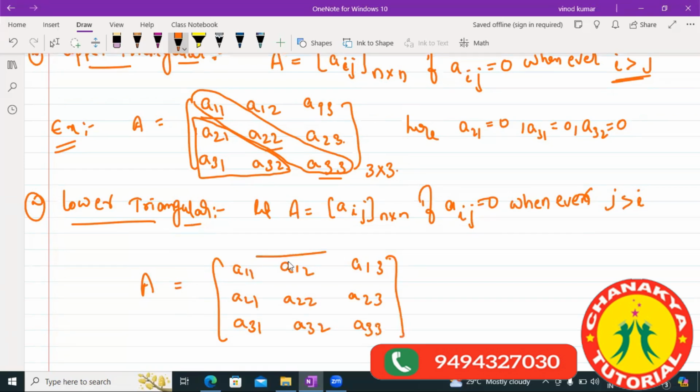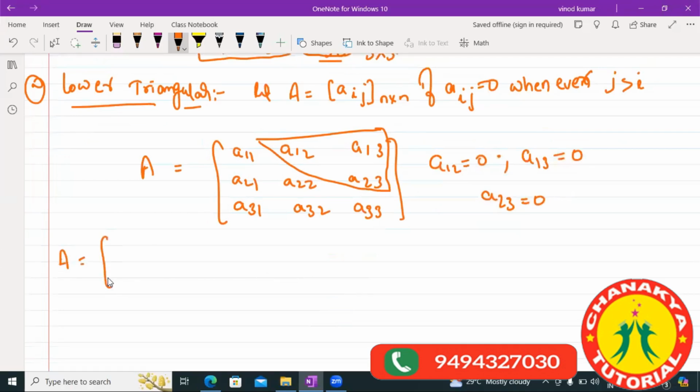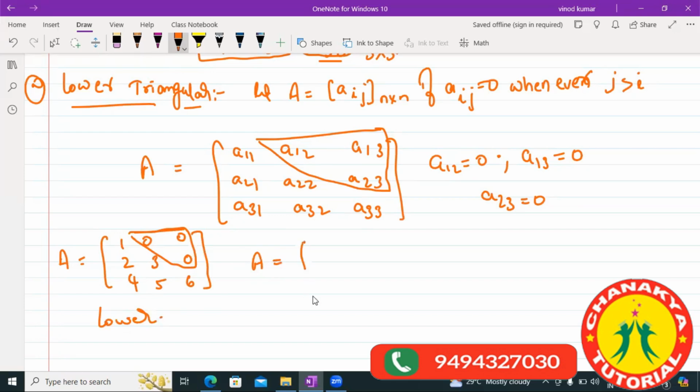These are the values above the principal diagonal. These values are 0, the remaining are non-zeros. This is called a lower triangular matrix. That means A12 equals 0, A13 equals 0, A23 also 0. For example, A equals 1, 0, 0, 2, 3, 0, 4, 5, 6. This is a lower triangular matrix. The upper values are 0, the lower values are not 0. Next, A equals 1, 5, 6, 0, minus 2, 3, 0, 0, 7. This is an upper triangular matrix.